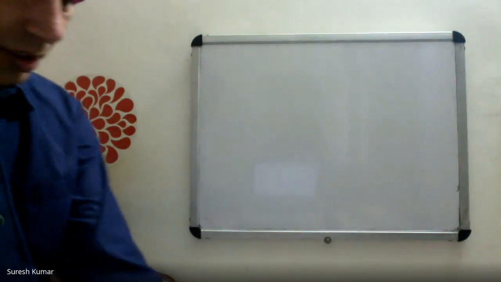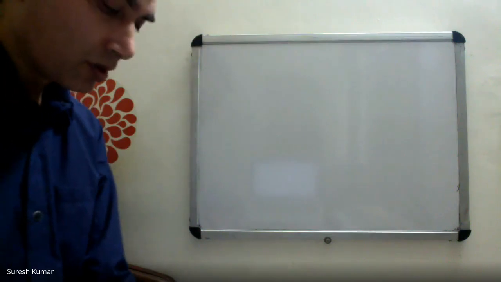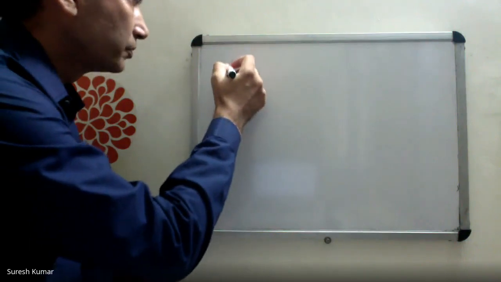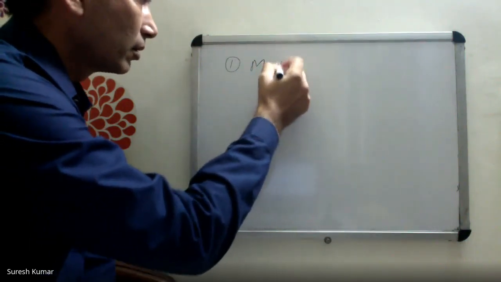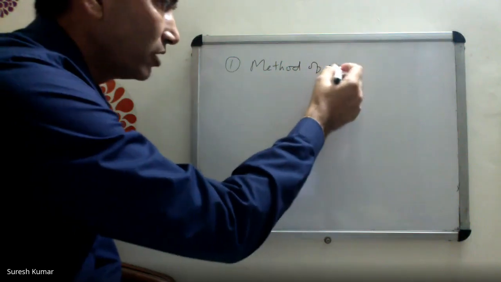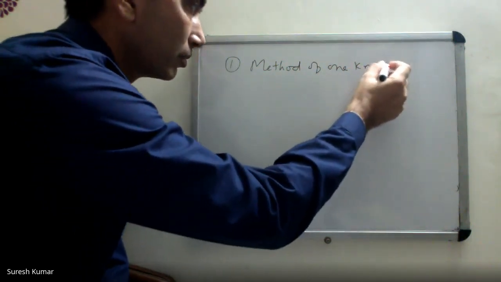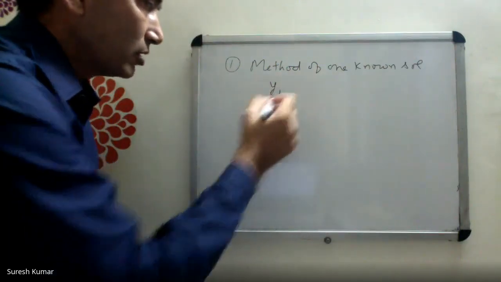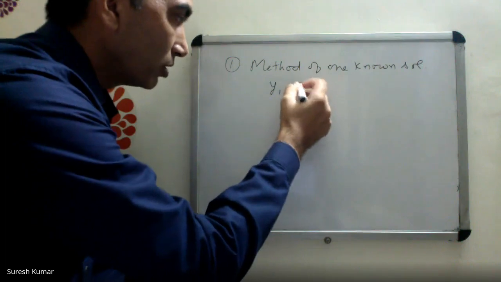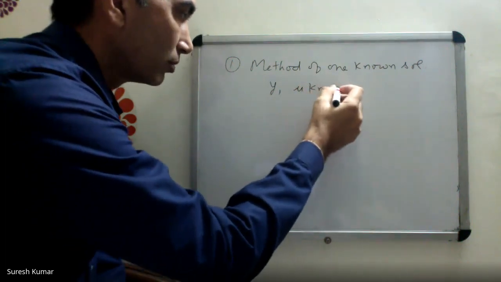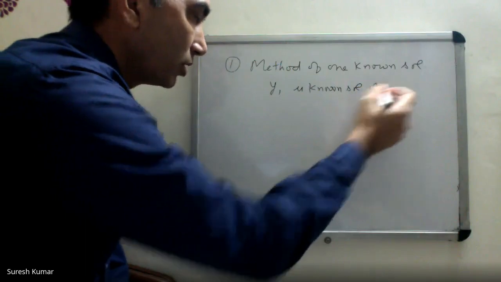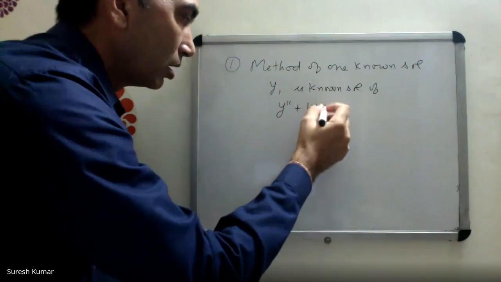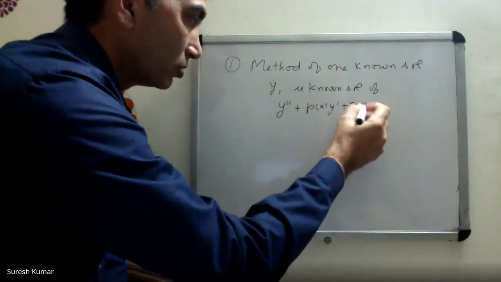So in chapter 3, we are learning second order linear differential equations. So far, we have learned two methods. First, method of one known solution. What is that? If y1 is a known solution of the differential equation, which equation? y'' + p(x)y' + q(x)y = 0.